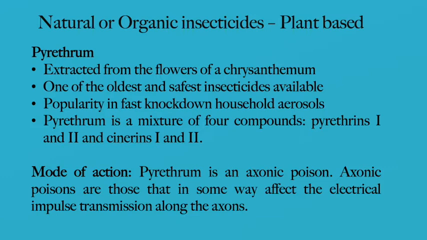However, unless it is formulated with one of the synergists, most of the paralyzed insects recover to once again become pests. Pyrethrum is a mixture of four compounds: pyrethrins 1 and 2 and cinerins 1 and 2. The mode of action of pyrethrum is, as you know, that it is an axonic poison, and axonic poisons are the synthetic pyrethroids and DDT. Axonic poisons are those that in some way affect the electrical impulse transmission along the axons.